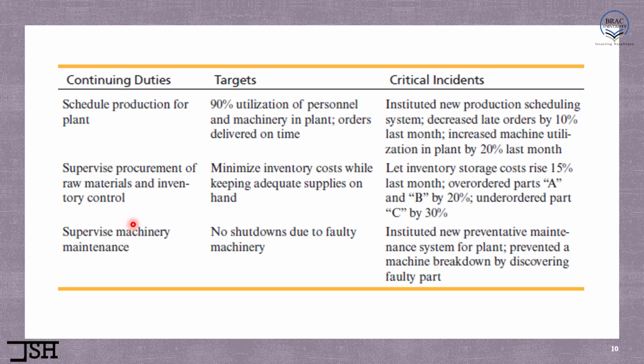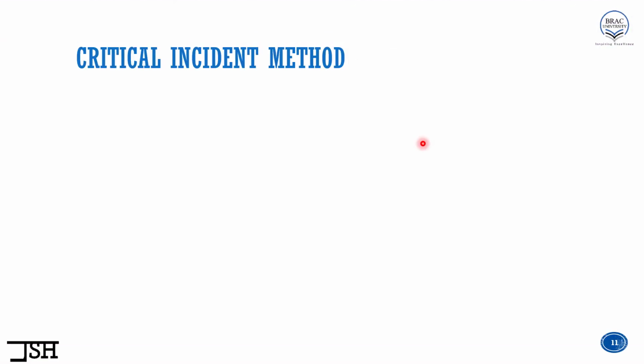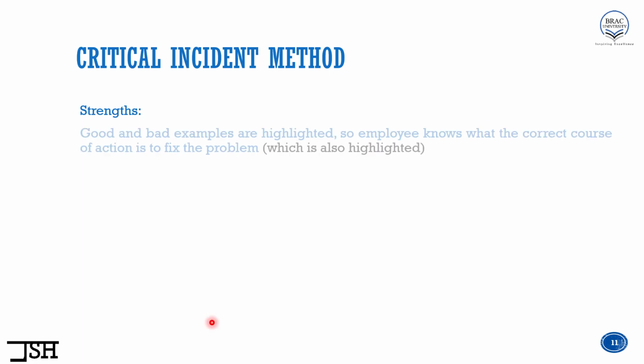Against each duty, we record the best, worst, or very important or critical performances done by the employee throughout the year. So I guess by now everyone understands what happens in a critical incident method. Now, before we finish off, let's take a look at some of the positive sides or strengths of using the critical incident method. And finally, we are going to finish off by discussing some of the negative sides of using the critical incident method. So here is one of the strengths of using the critical incident method.